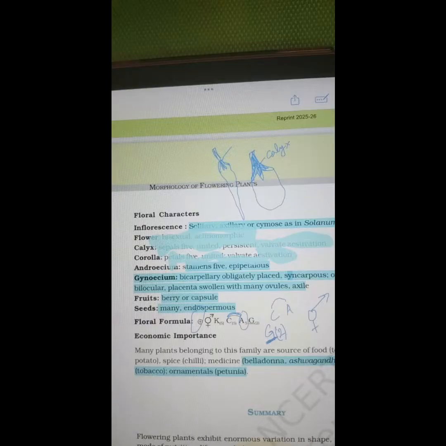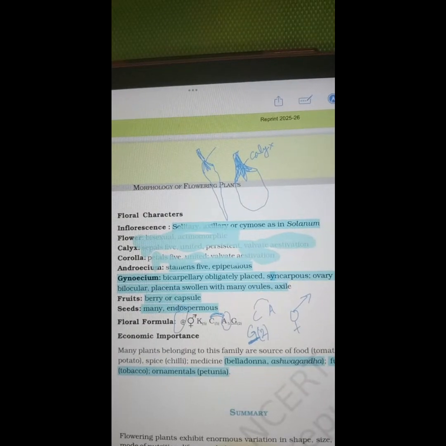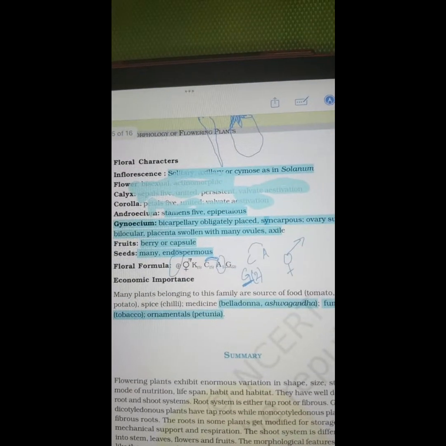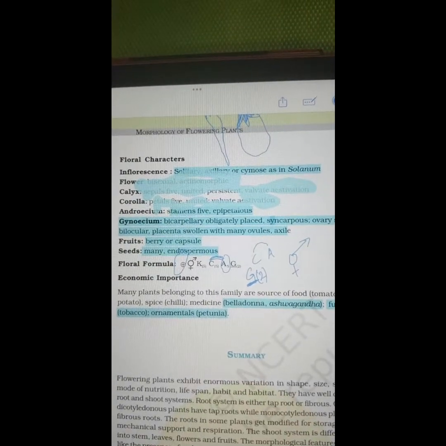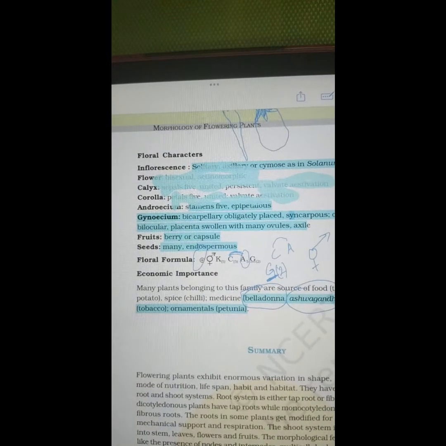Floral diagram I have already explained to you. In NEET, you may also get a question on finding out the medicinal plants of the Solanaceae. So belladonna is an example, ashwagandha is an example, fumigatory plants are tobacco, and ornamentals are petunia. Ornamental plants are those plants which are grown for their beauty.